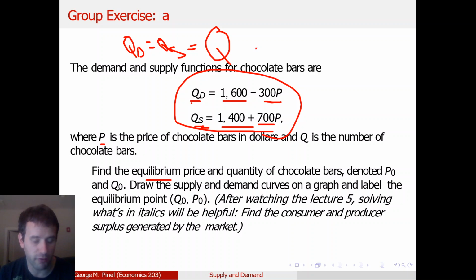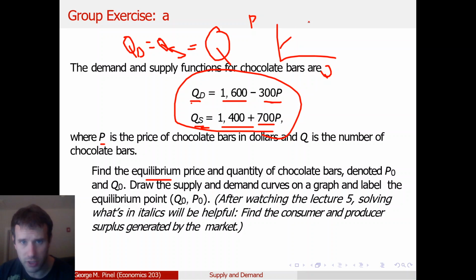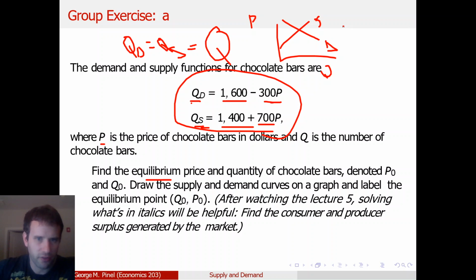Then you're going to obviously graph it, where you're going to want to graph it with P on the y-axis and Q on the x-axis, like we always have them in this class. Supply should be upward sloping, demand should be downward sloping. And you want to label everything so that when I'm looking at the graph, I know what you're actually presenting me.